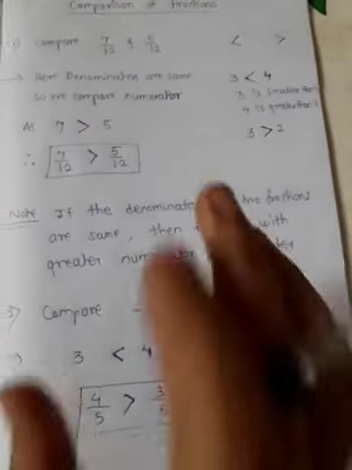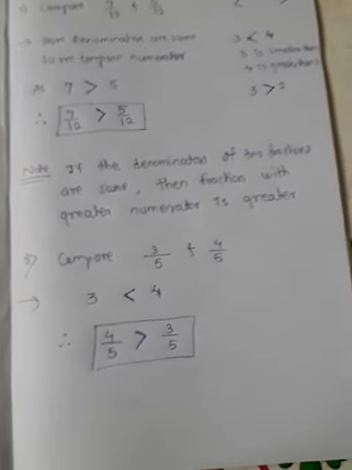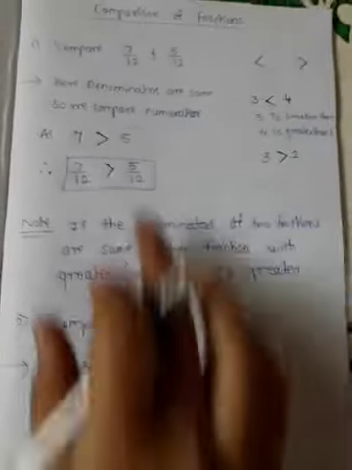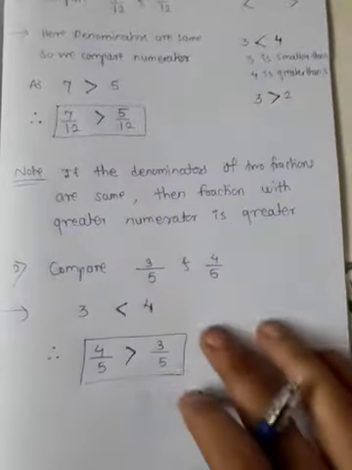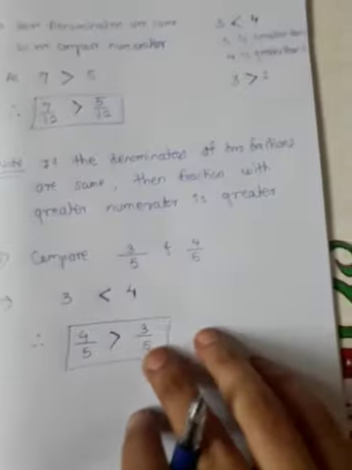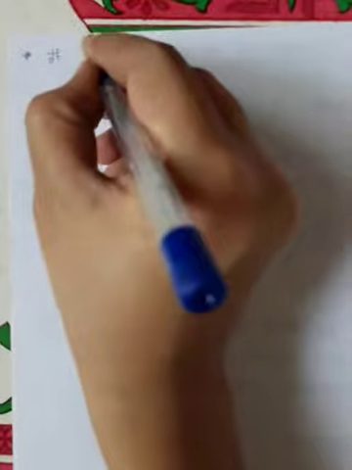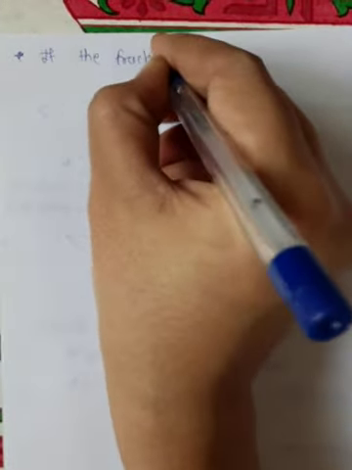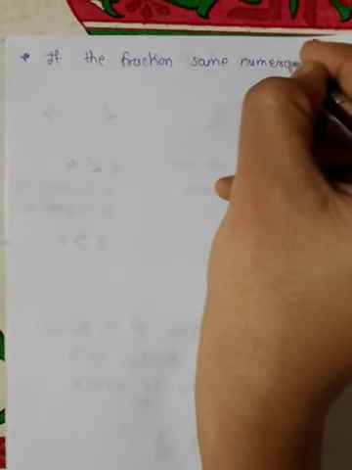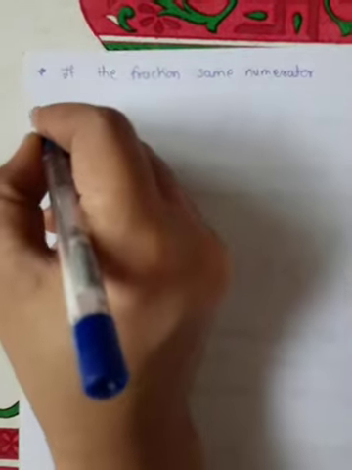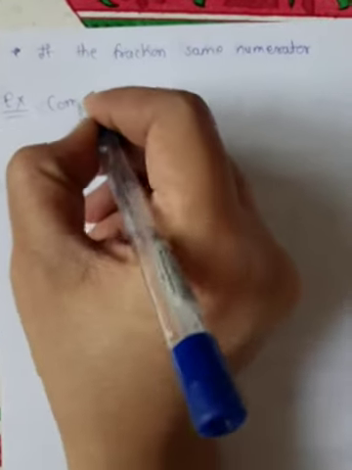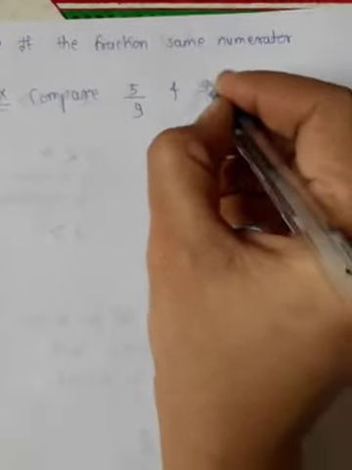Okay, so like this you can compare any two fractions with the same denominator. So here is how to compare fractions with the same denominator. Now, what if there are fractions with the same numerator? See an example: compare 5 by 9 and 5 by 3.